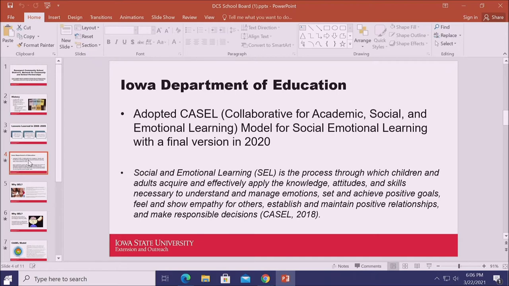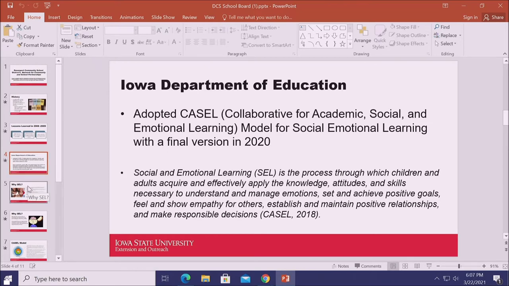The Iowa Department of Education adopted CASEL, the Collaborative for Academic, Social, and Emotional Learning. That's a model, and they released the final version in 2020. This is the first time the Department of Education had it in this way. They have talked about 21st century skills prior, but this is the first time they really talked about competencies in this way.